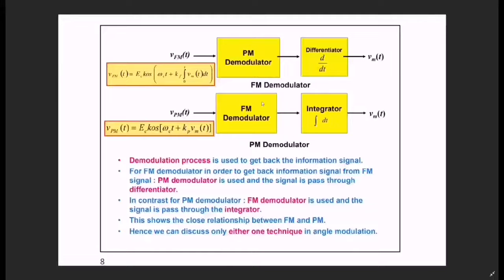This is the relationship between FM demodulator and PM demodulator. Demodulation process is used to get back the information signal. For FM demodulator, in order to get back the information signal from FM signal, PM demodulator will be used and the signal passes through a differentiator. In contrast, for PM demodulator, FM demodulator is used and the signal passes through the integrator. This shows the close relationship between FM and PM.